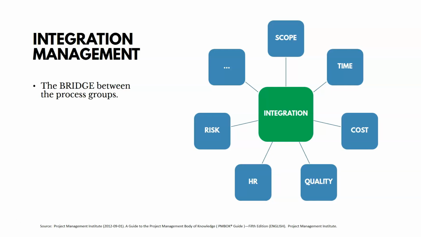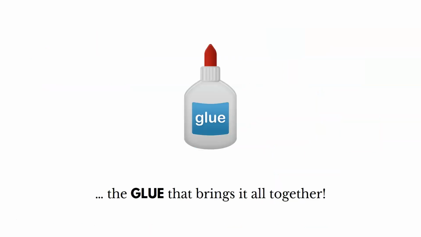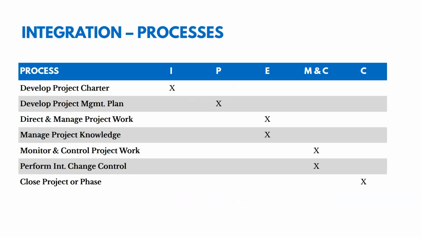Just as a reminder, integration management is really the bridge between the different process groups. It kind of brings everything together. That's why it's talked about first. And I kind of think of it as the glue that brings everything together. And as a reminder, there's 7 processes. 1 is in initiating, 1 in planning, 2 in executing and monitoring, controlling, and then 1 in closing.